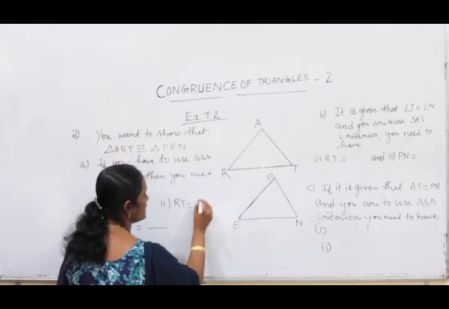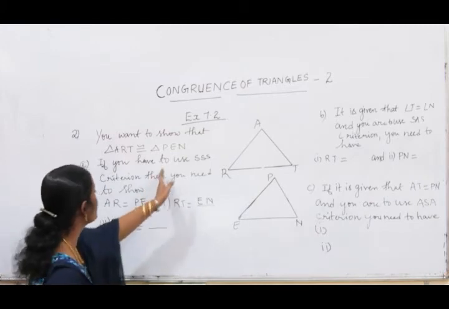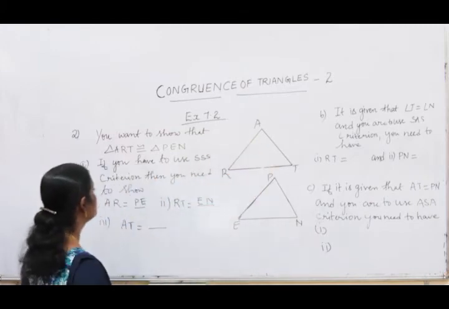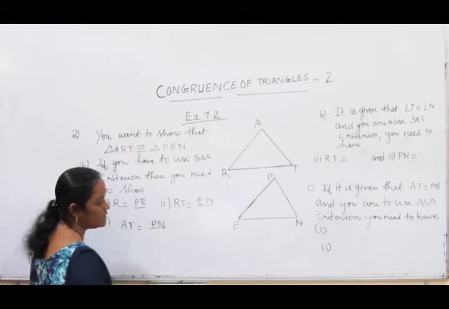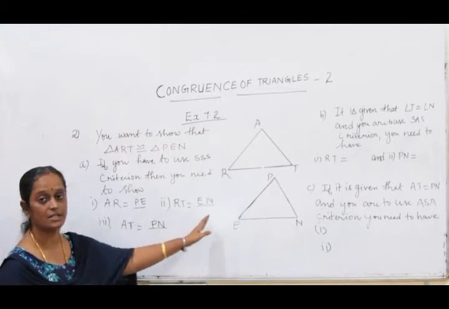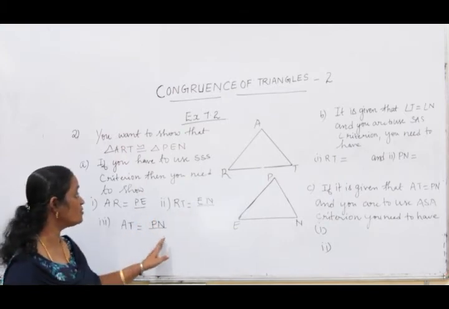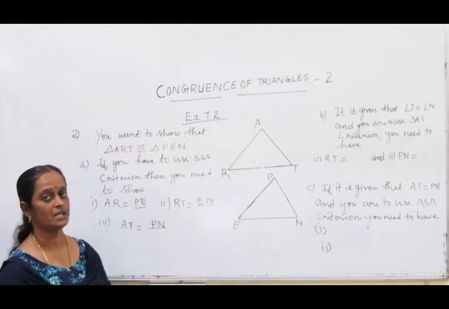Next, RT corresponds to EN. So RT will be equal to EN. Next, the third side AT corresponds to PN. AT is equal to PN. So we need to show these three sides: AR is equal to PE, RT is equal to EN and AT is equal to PN, to show that these two triangles are congruent by triple S criterion.